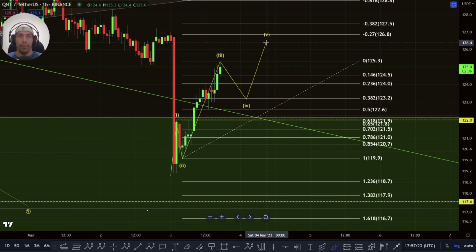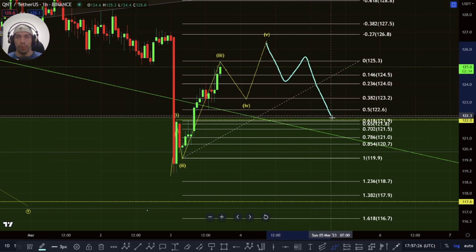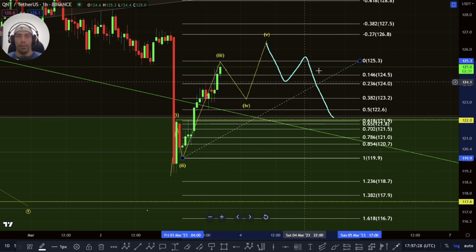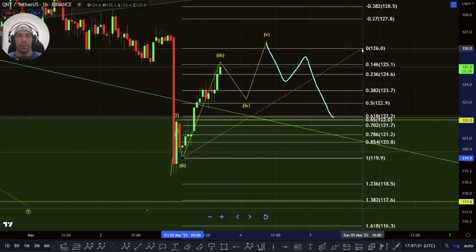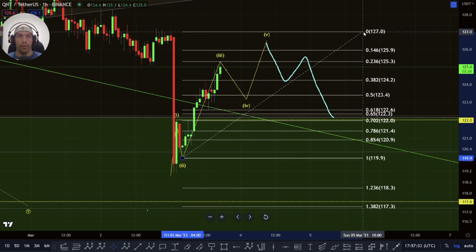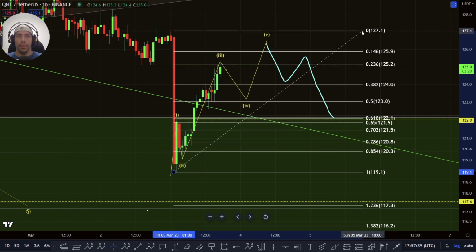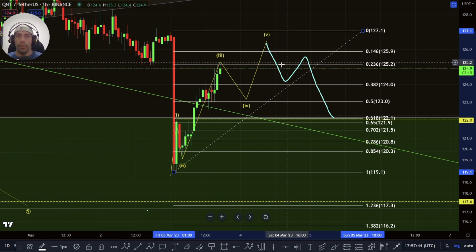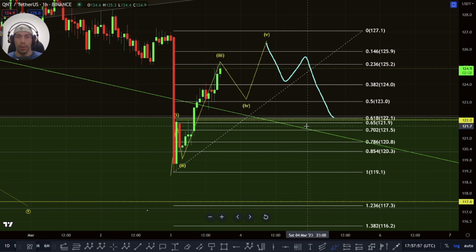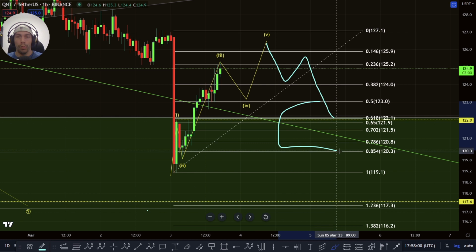Then what we'd be looking for if we do move up to this zone is a retracement back to the downside. If we do come back and challenge these high points here, potentially we could be looking for a retracement back down towards this 50% to the 786 zone. That would be 120 to 123. So this would be our area where we'd be looking for support to come in.